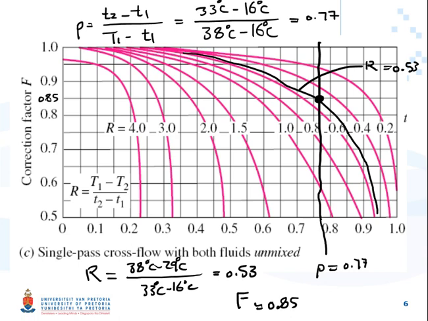But if we want to be more accurate, we can use the ruler, no problem. But if you write 0.84, it is still okay. Or if you say that you calculated the correction factor as 0.86, it is still fine, no problem. So now we have the correction factor.